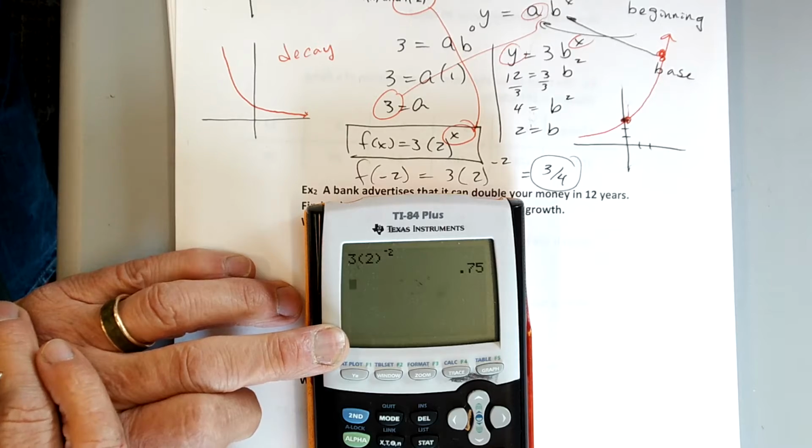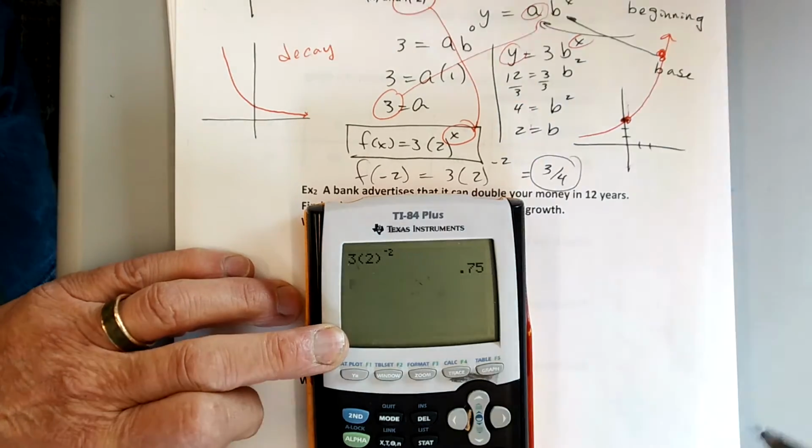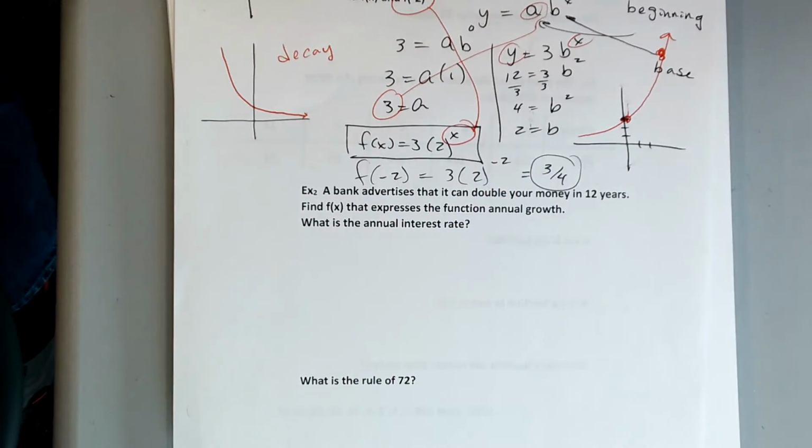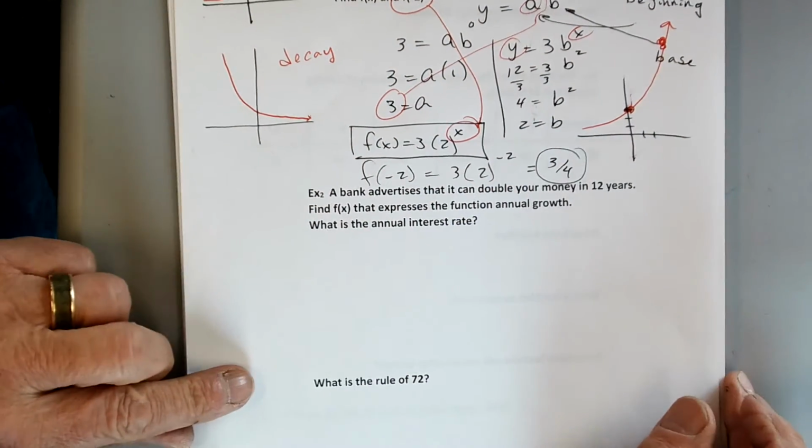0.75. Okay, how's that? And you can do that. You don't have to do it in your head like I did, but you can just use a calculator. All right. So now, example 2.